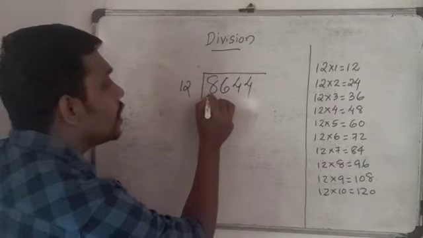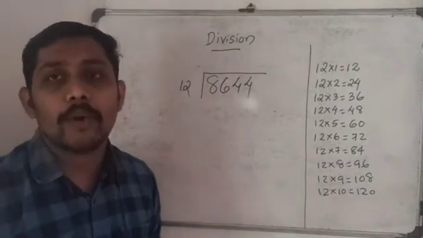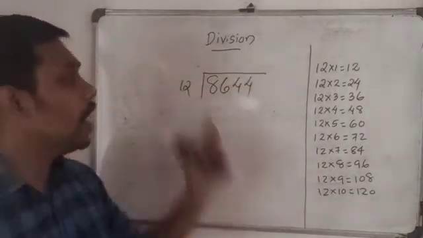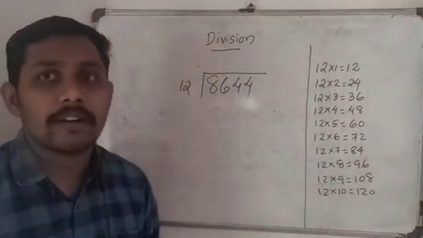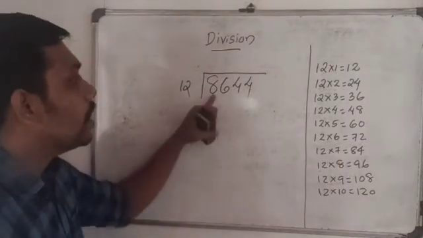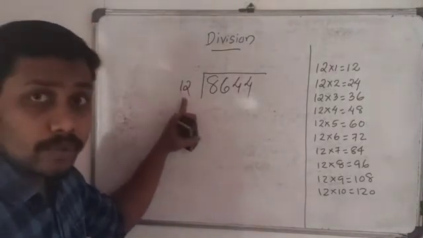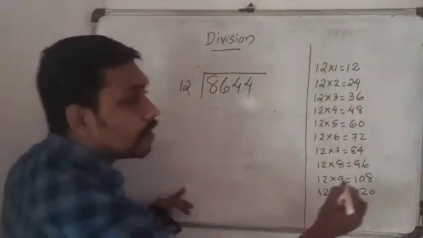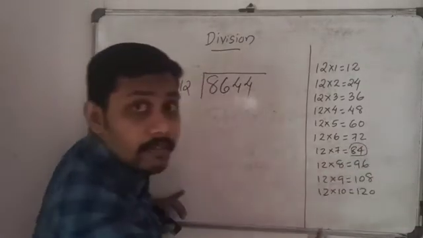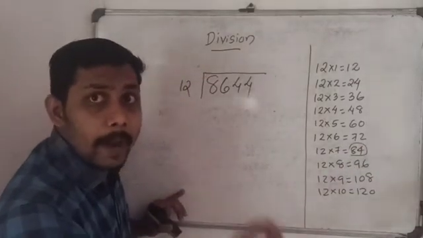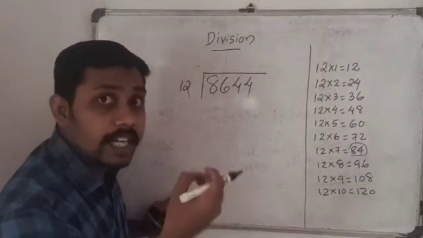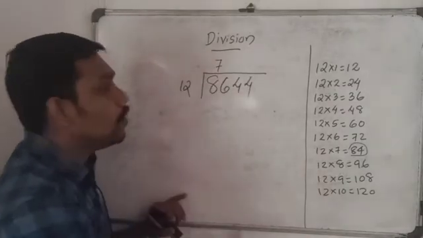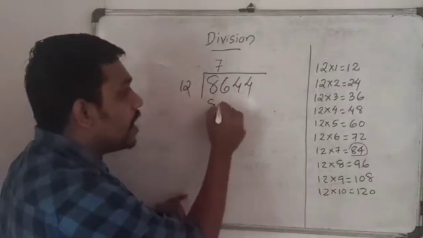We need to know the multiples of 12 that we already wrote here, and we need to take the first 2 digits of the dividend. That is, we are going to divide the given number with a 2-digit number. So 86 is the first 2-digit number. So we need to find the multiple of 12 which is less than 86 or equal to 86. Here we have the number 84, which is the multiple of 12 when 12 is multiplied with 7. So 7 12s are 84.